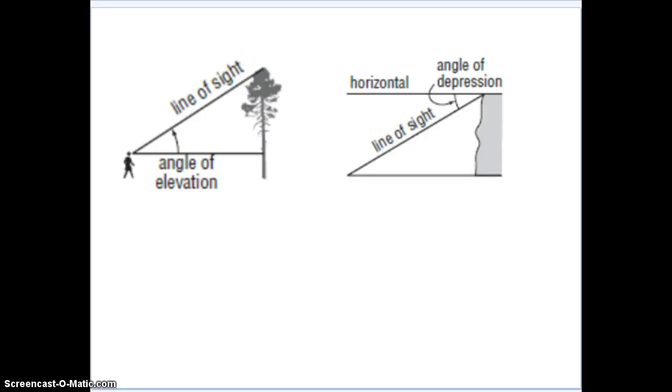The topics for this video are the angle of elevation and angle of depression. An angle of elevation can be described as the angle that someone has to look up from the horizontal to see an object. The angle of depression can, vice versa, be the angle that someone would have to look down to see an object.